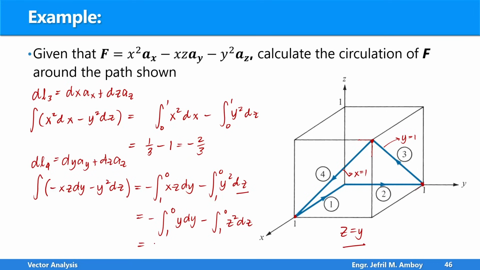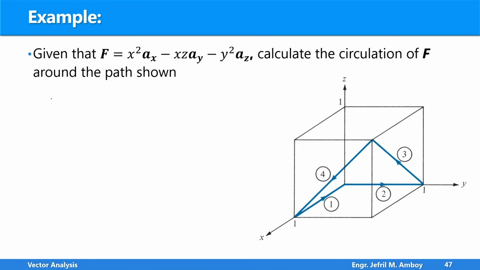So we can integrate. Now, if we integrate, we will get y squared over 2. If we evaluate it, upper limit minus lower limit, we will get 0 minus 1 half. And then minus z cubed over 3. Again, if we evaluate it, upper minus lower limit, 0 minus 1 third. So this becomes positive 1 half and then plus 1 third. So we have 1 half plus 1 third, which is equal to 5 over 6.